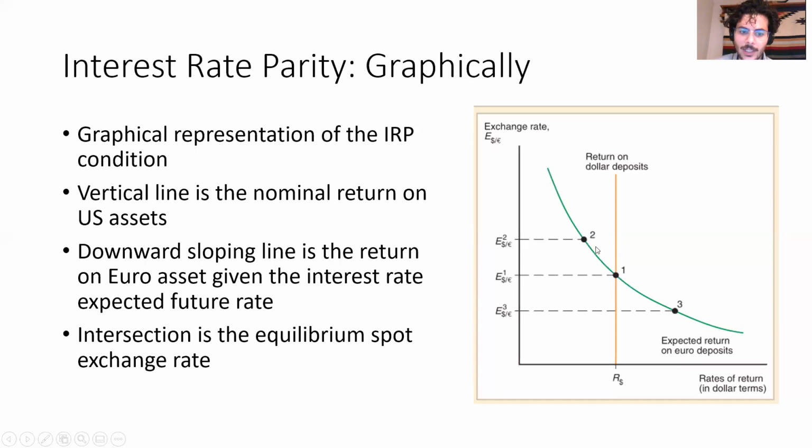And this downward sloping line is going to be the return on a euro asset given the interest rate and expected future exchange rate. So this is going to tell us, given the nominal rate and expected future rate, what's the expected return on this euro asset at different levels of the current spot rate. And where these two lines intersect, the return on these assets will be the same, and that's going to give us interest rate parity. So that's going to tell us equilibrium in the spot exchange market.